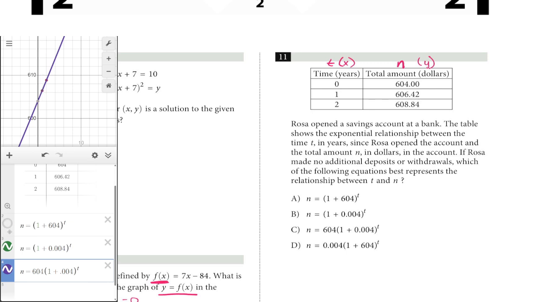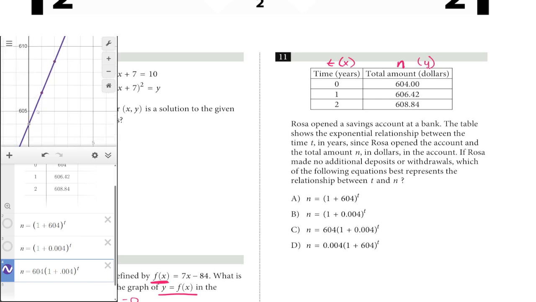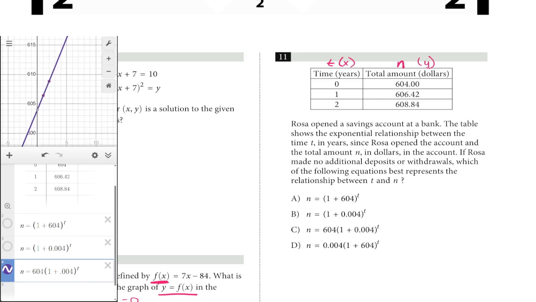I'll even turn off these other graphs. That passes directly through our points. So the answer is C, or at least it's super close if it's not even directly on it. So the answer is going to be C. Again, you could guess and check by using math and actually calculating it, but Desmos allows us to visually see, does it pass through those points?